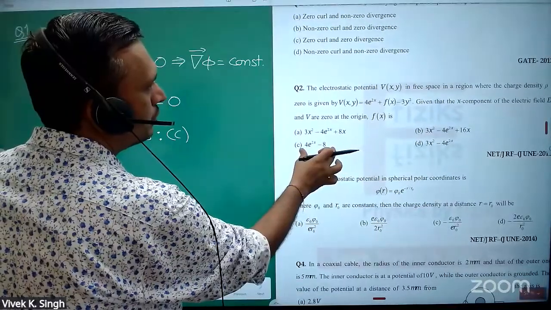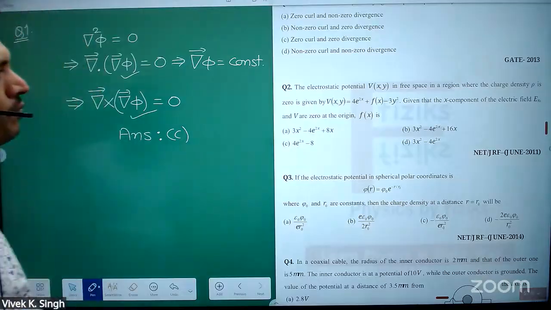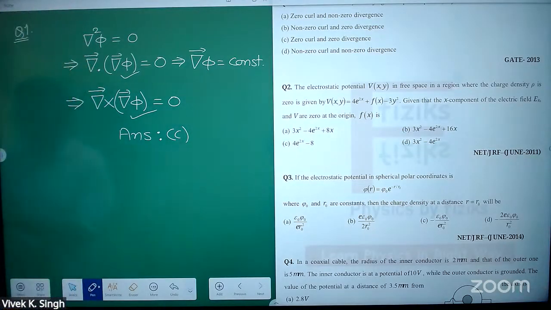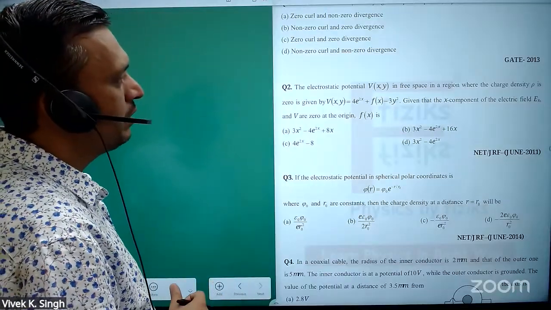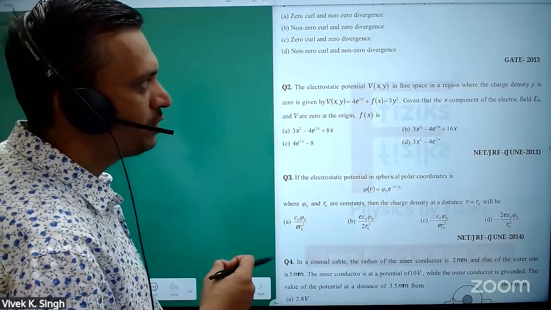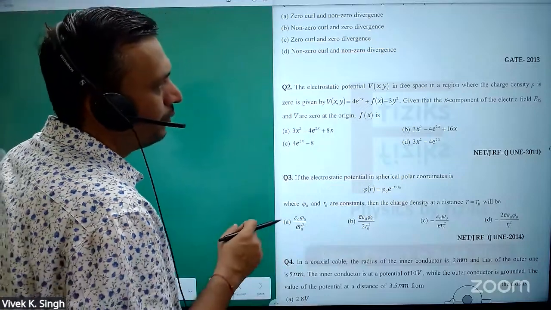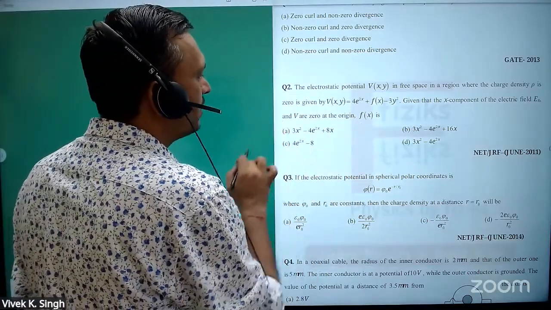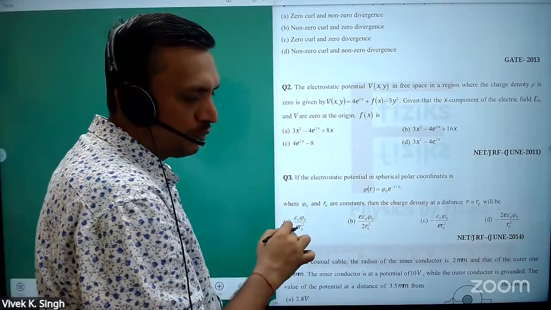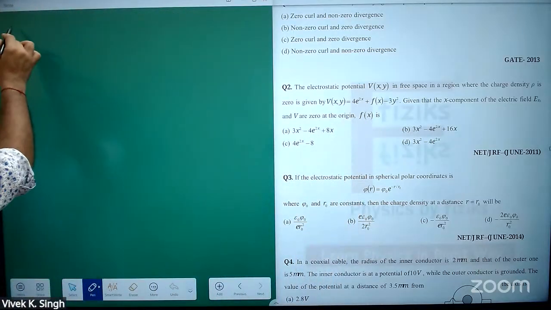Question number 2. Try to solve question number 2. So see, question number 2: the electrostatic potential V as a function of x, y in free space where the charge density is 0 is given by this relation. And it is also given that the x component of the electric field Ex is 0 and potential V is 0 at the origin. So what will be the function f(x)?